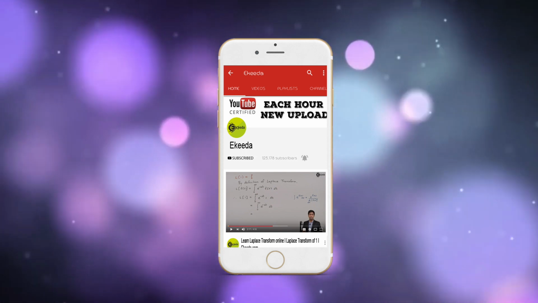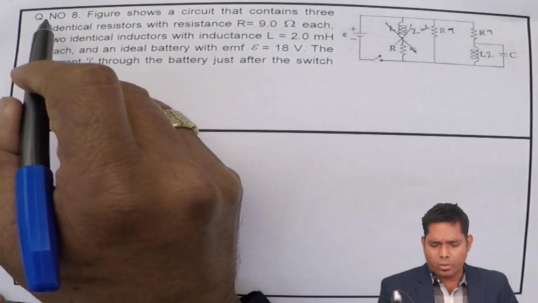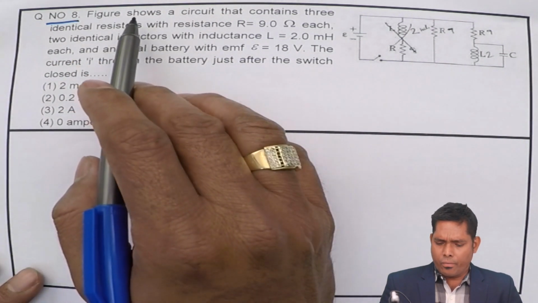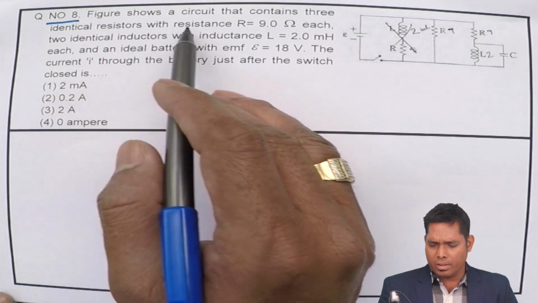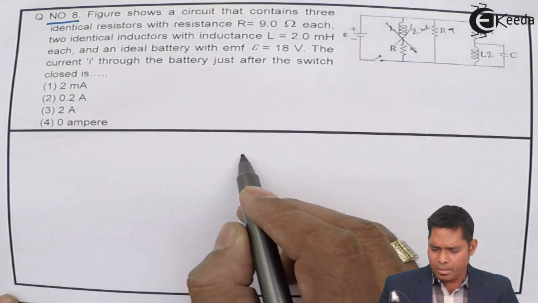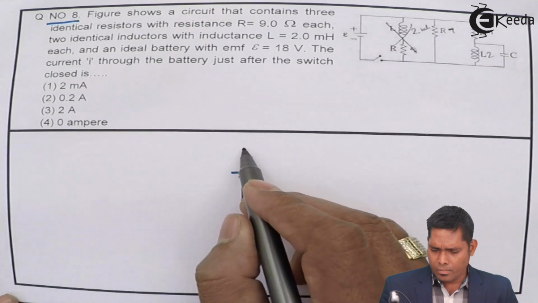Hello students, let us solve the next question, number 8 of NEET Physics paper 2017. The question says, figure shows a circuit that contains 3 identical resistors with resistance R equals to 9 ohm. Basically the diagram is, what is given in the question paper is like this.